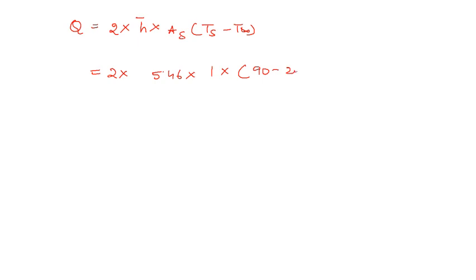Next we have to find the Q value. For the Q value, both the sides we have to take, so two sides into heat transfer coefficient. The plate has been given, so both the sides we have to consider, T S minus T infinity. So that is equal to 2 into 5.46 into area, taken as 1, and 90 minus 20. So the Q value turns out to be 777 watt.